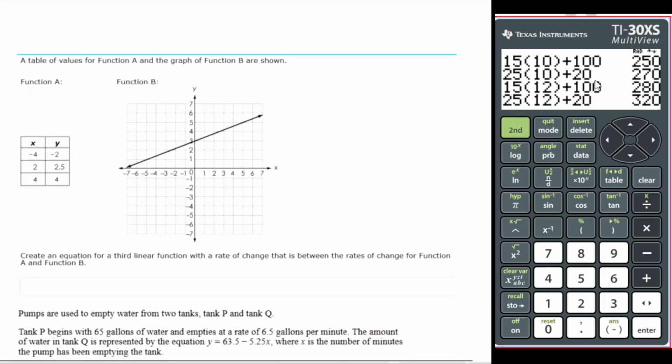A table of values for function A and the graph of function B are shown. Create an equation for a third linear function with a rate of change that is between the rates of change for function A and function B. All right, so we have to find the rate of change for both of these. Remember, to do that, we compare our change in Y and our change in X.